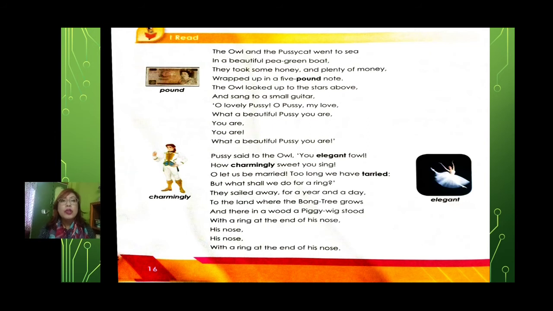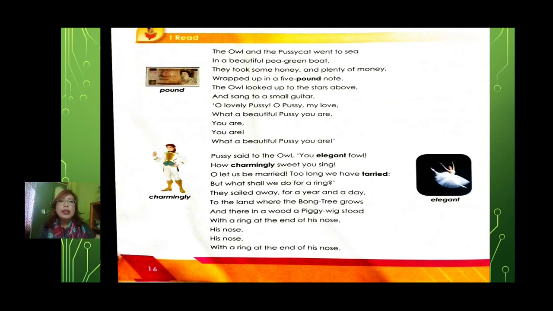She said, how charmingly sweet you sing, no? How melodious is your voice. The way you sing is very charming. It's very pleasing. Oh, let us be married. Too long we have tarried. Now she's saying, let's get married because both of us like each other and we have tarried for long. That means we have been waiting for a long period, delaying. We have been delaying our marriage. So let us get married. But what shall we do for a ring? Then the pussycat is saying, but what about the ring? What should we do about the ring? From where should we get the ring?